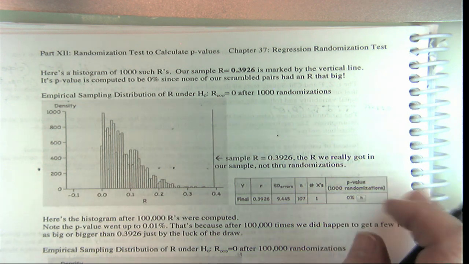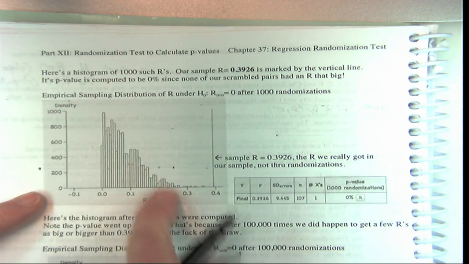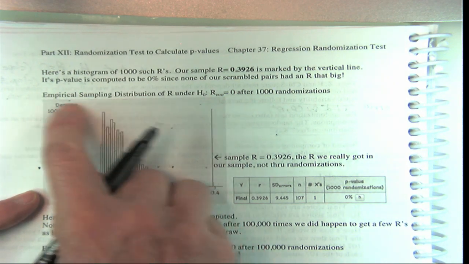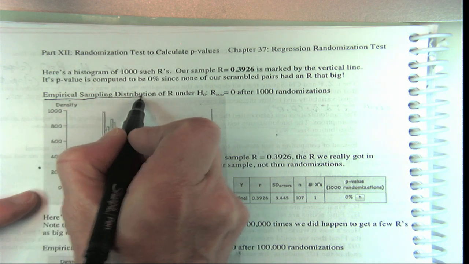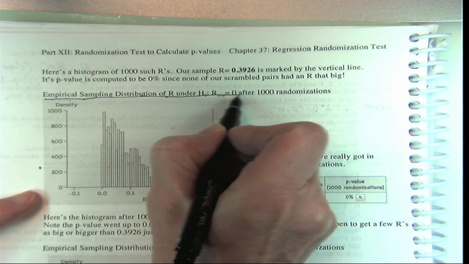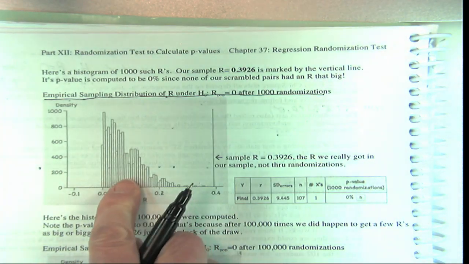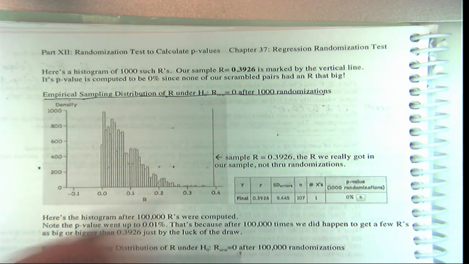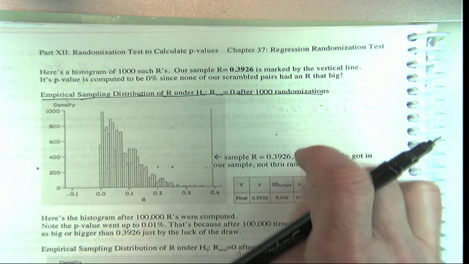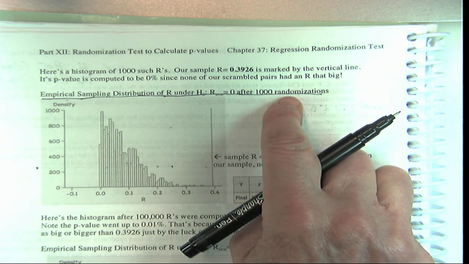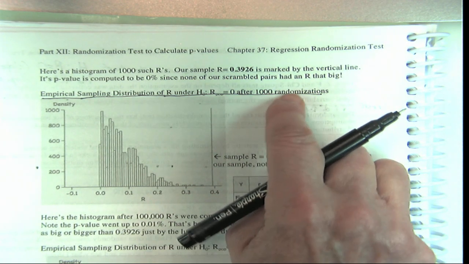And so what is this? These are all the scrambled R's. So this is the empirical, meaning experimental. It's going to look different every time. Sampling distribution of R under the null after 1,000 random scramblings, randomizations.